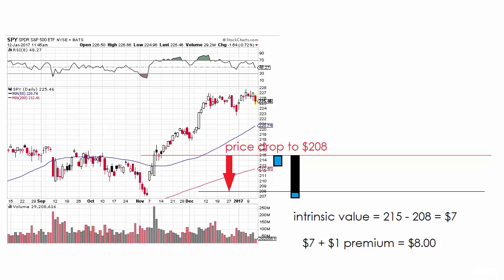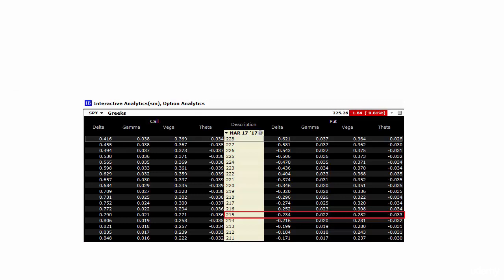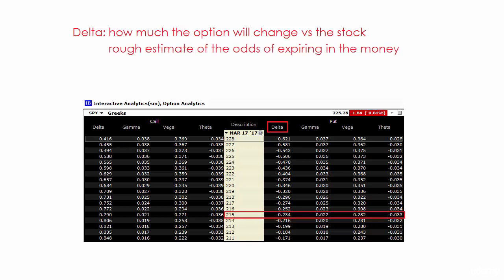2 more useful metrics we can see in our broker's options analytics screen, which is going to look a little different from broker to broker, but all of them give you the same information. First of all, we can see delta. This tells us how much the option will change versus the stock. So if the SPY drops by $1, our option will gain 23 cents. It also gives us a rough estimate of the odds that this contract will expire in the money, or in other words, not 0. 0.23 gives us about a 23% chance.